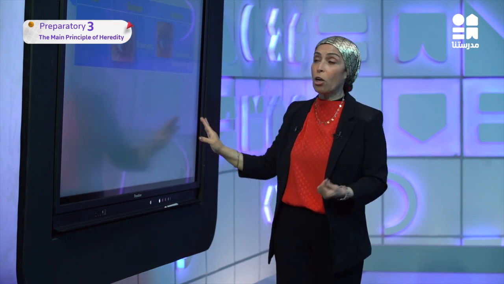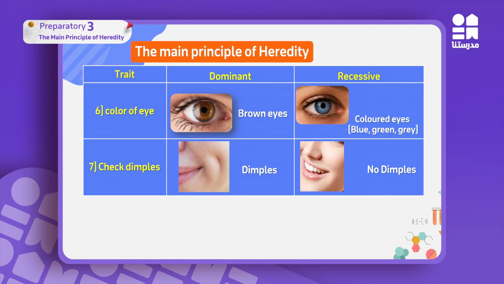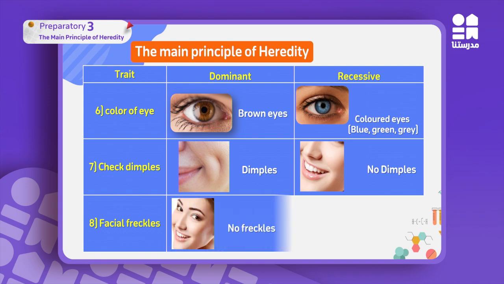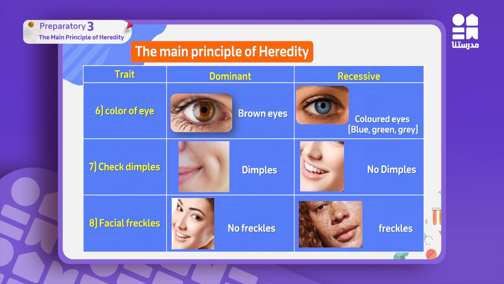اوكي تمام. من بعد كده ممكن كمان عندي colors، brown is dominant on the colored eye, either the green or blue eyes. Dimples is dominant. Dimples اللي هي النغزات is dominant, no dimples is recessive, no freckles is dominant, and the freckles is recessive.